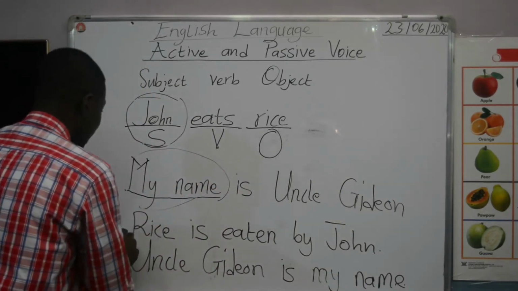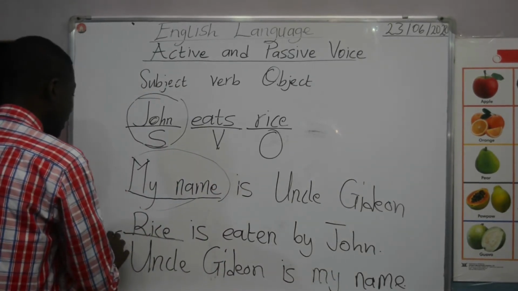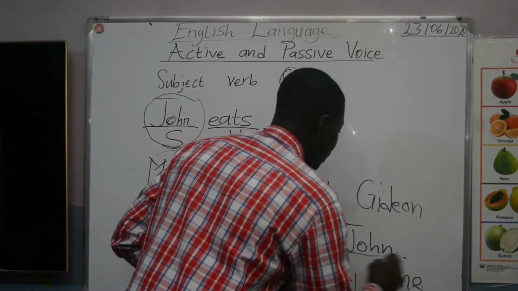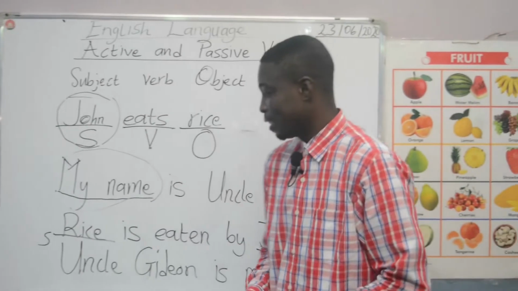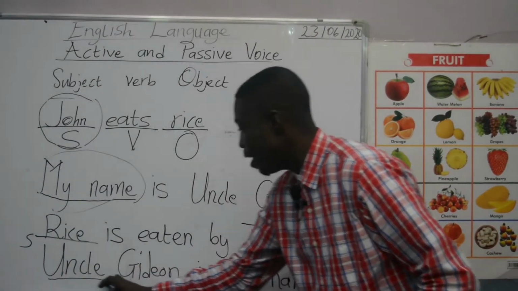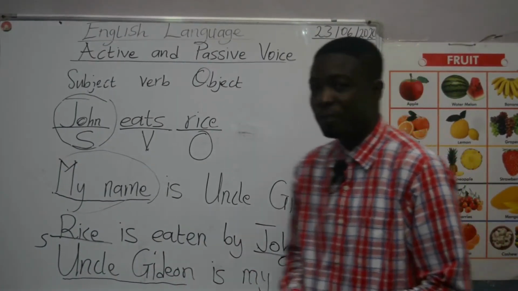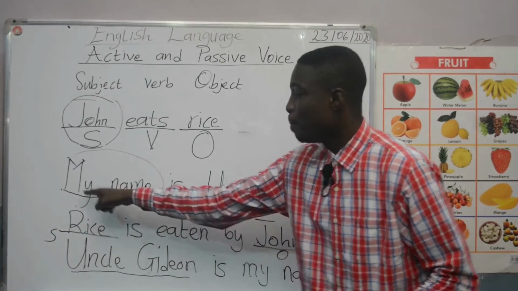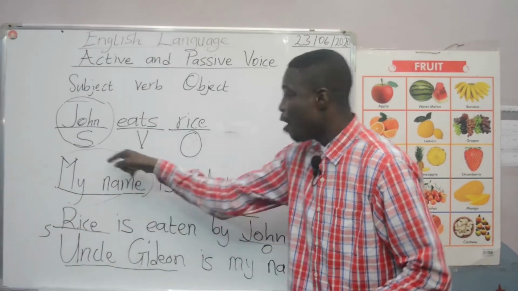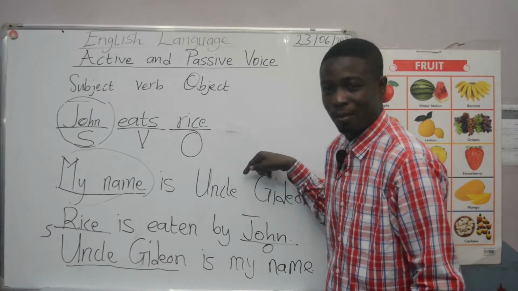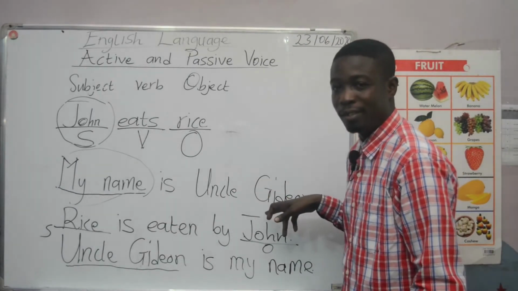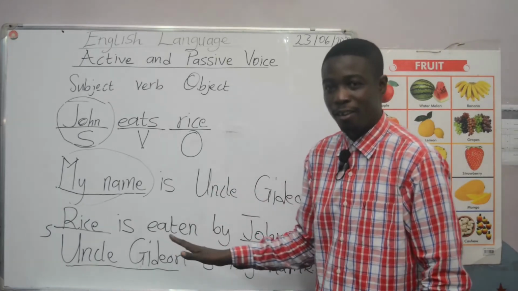So here, the rice becomes the subject, and John here becomes the object. The same thing applies to the second one. Here, our focus is shifted from my name, and now we want to know the name, the real name, which is Uncle Gideon. Please, I hope it is clear.